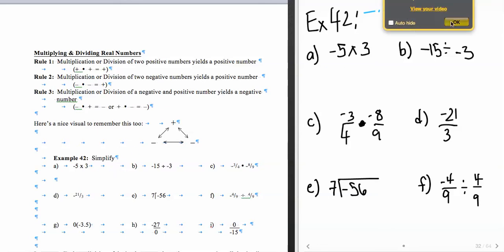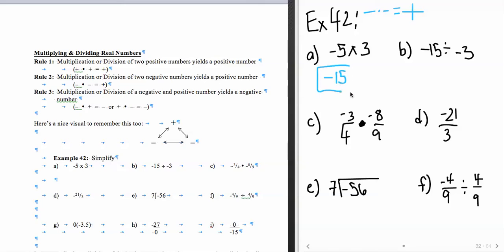So we're just going to do this really simple set of examples. A negative times a positive, we get a negative answer, and we know 5 times 3 is 15. So there's our answer. Our next one, a negative divided by a negative, we get a positive, and 15 divided by 3, we know that's 5 as well. So there's our answer. Now, it works with fractions too.